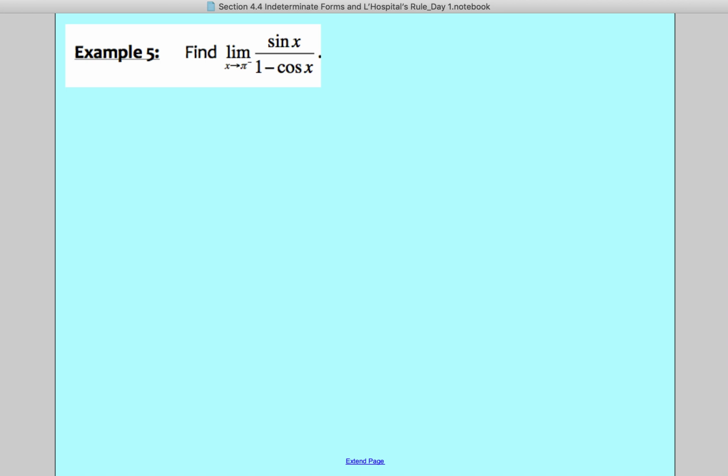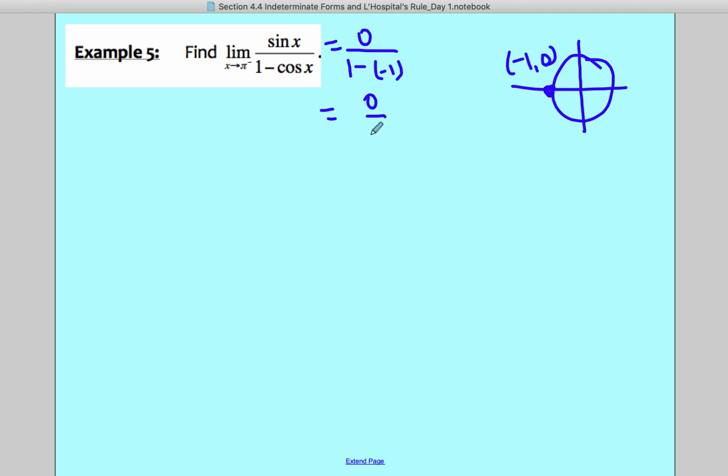Example 5, we always go ahead and plug it in. I see we're going to pi. So on my unit circle here is pi. This is the ordered pair, -1, 0. So sine at pi is 0 all over 1 minus my cosine value at pi, -1. This gives me 0 over 2. What is 0 over 2? I can do that.